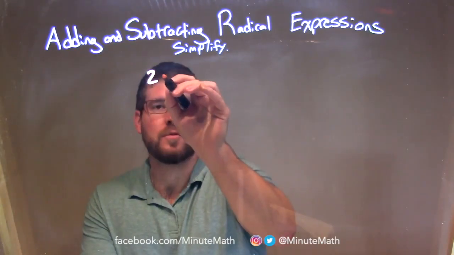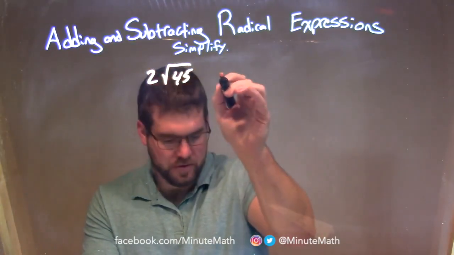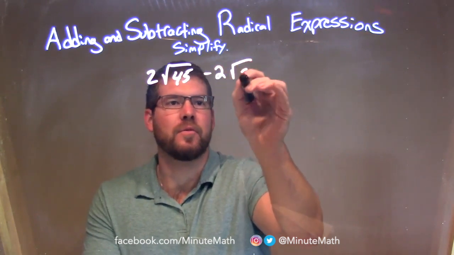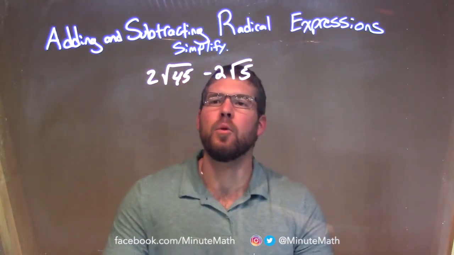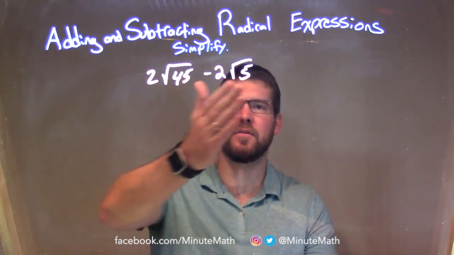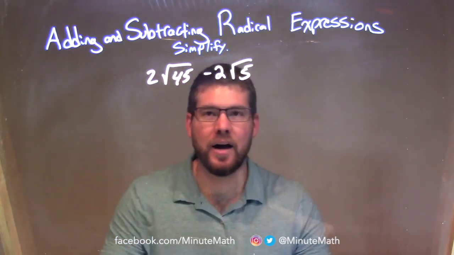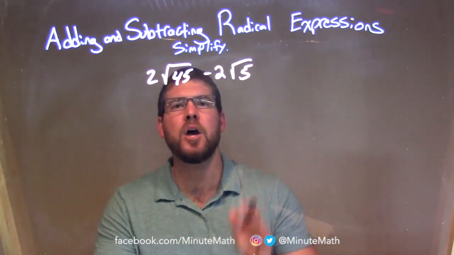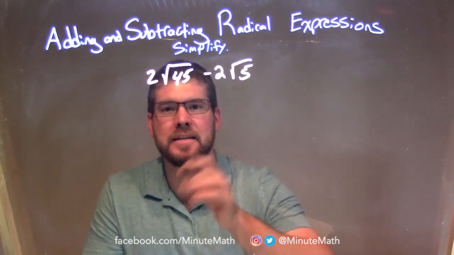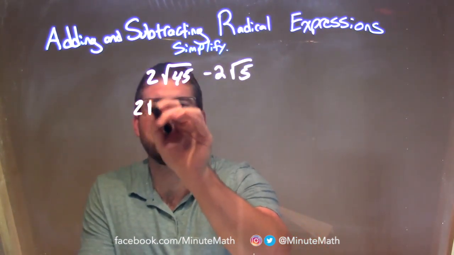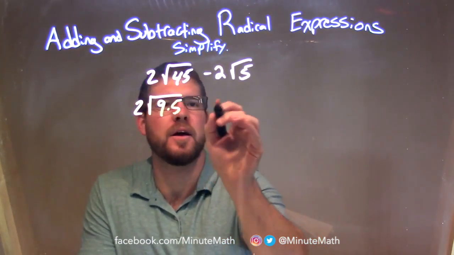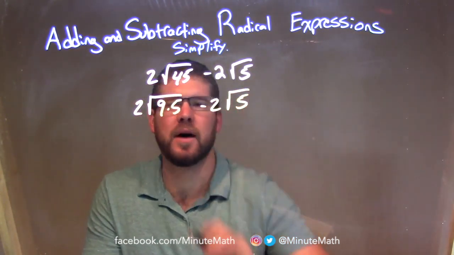2 square root of 45 minus 2 times the square root of 5. Well, I want to see if I can get the square root of 45 to somehow look like a square root of 5, and then I can combine them once that happens. Well, 45 I know is 9 times 5. So I'm going to break this apart to be 2 times the square root of 9 times 5 here, minus 2 times the square root of 5.